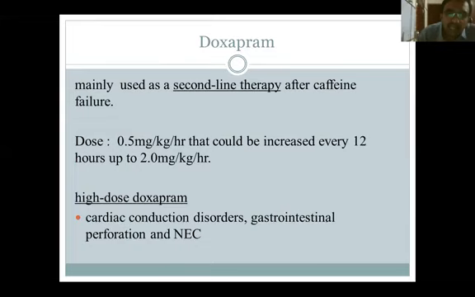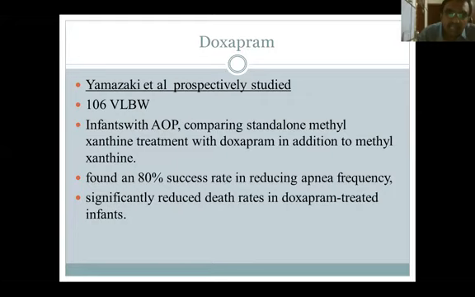How do you start it clinically? You start at 0.5 milligram per kg per hour. That can be increased every 12 hours up to 2 milligram per kg per hour. Only with high doses there are some side effects, like cardiac conduction disorder and gastrointestinal problems.